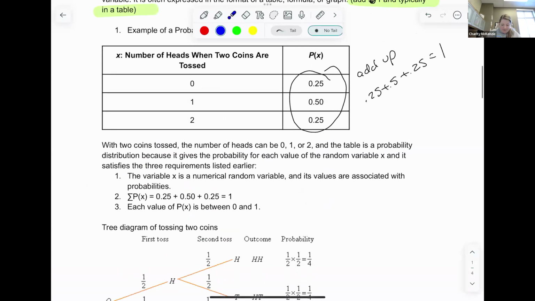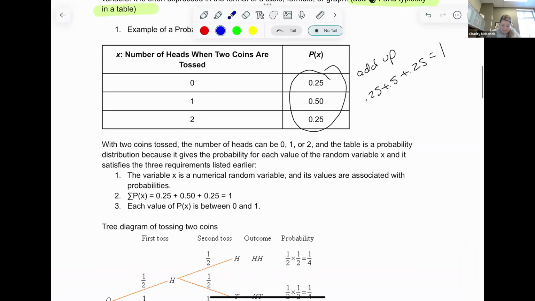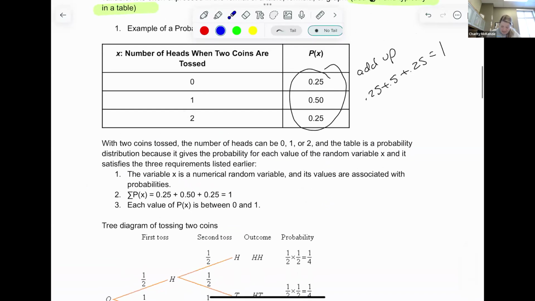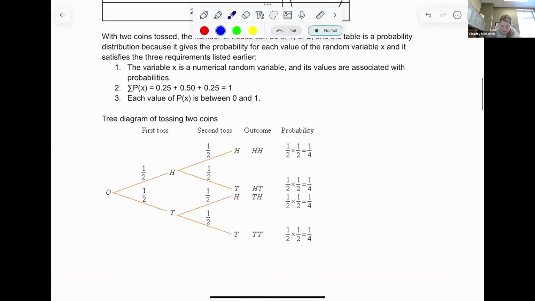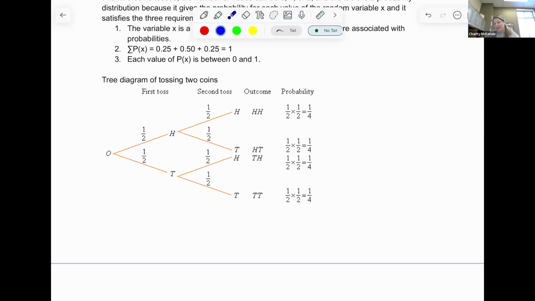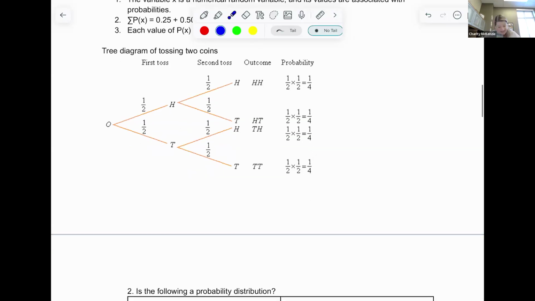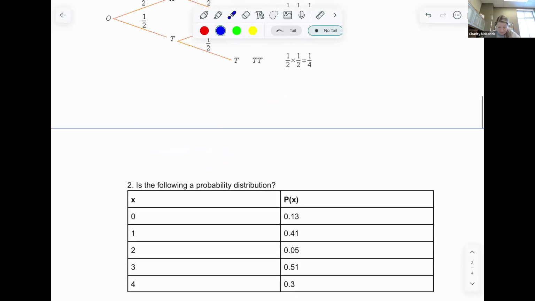And if we go back up here, this is the number of heads. There's only one option for no heads and for 2 heads. But for the 1 head, you could see there's 2 options here. And that's why they added those together to get the 1/2 or the 50%, because there were 2 ways to get 1 head. Okay, so that's looking at a tree diagram to help you with the probabilities and another way to think about organizing your data.